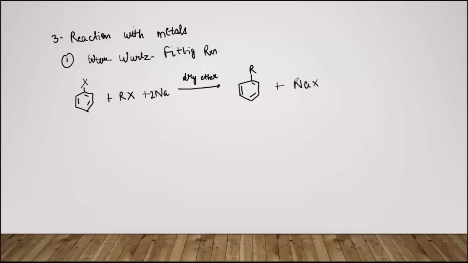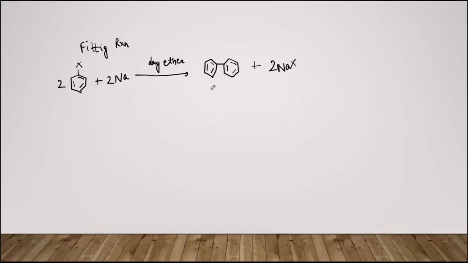Okay, just to balance, we can write it up this way. And the second category here is Fittig reaction, F-I-T-T-I-G, Fittig reaction. Two molecules of haloarene with two Na in presence of dry ether. This is a phenyl ring and it is attached to another phenyl ring, and this compound is known as biphenyl. Okay, because of these two.